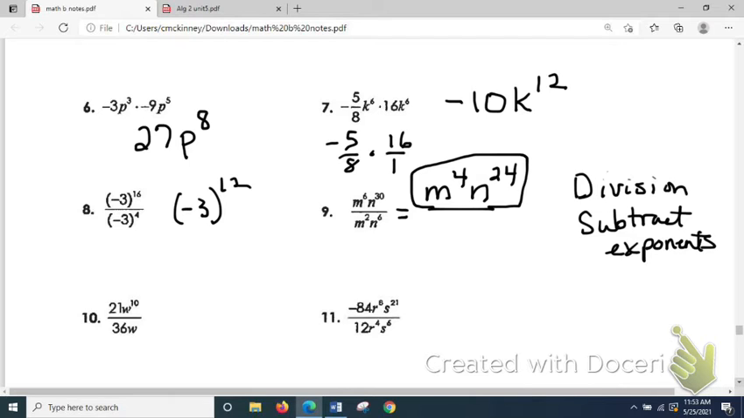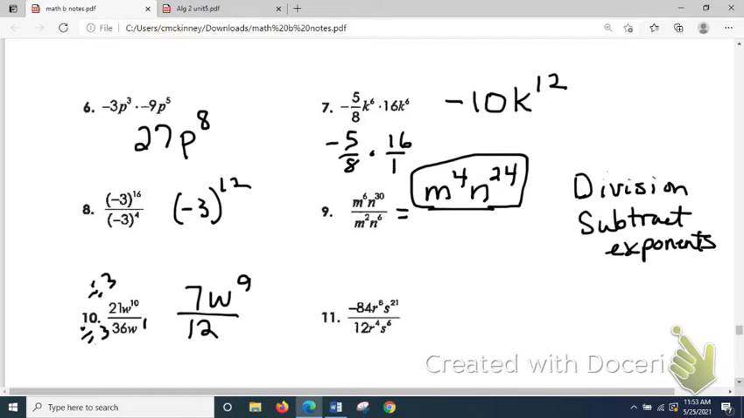21 over 36. We still need to divide or reduce the fraction part, the coefficients. So 21 over 36, I can reduce that by dividing the top and bottom by 3. That's the best I can do. So that would be 7 over 12. And then the higher power of W is in the top. And I do 10, subtract the first power of W on the bottom, makes that 9th power.